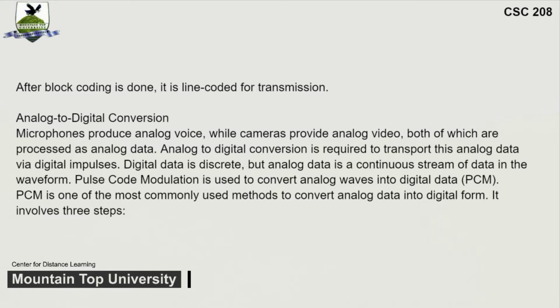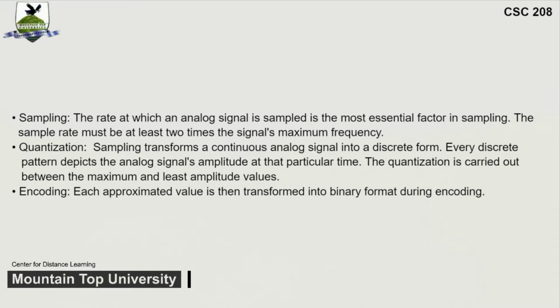It involves three steps. Sampling. The rate at which an analog signal is sampled is the most essential factor in sampling. The sample rate must be at least 2 times the signal's maximum frequency.